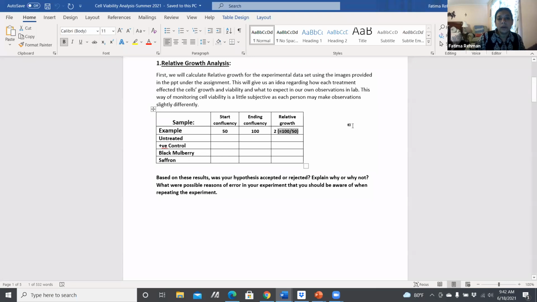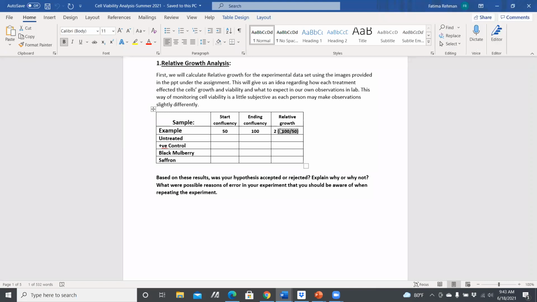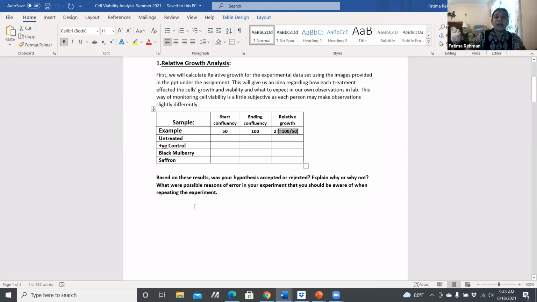Okay. So in this example, the number is 2. So what does that mean? Growth, exactly. There are twice as many cells now as when they started. So that's what you would do for this one. And then based on those results, you are going to write a couple of statements about whether the hypothesis was accepted or rejected and explain the rationale behind your answer, basically. Okay.